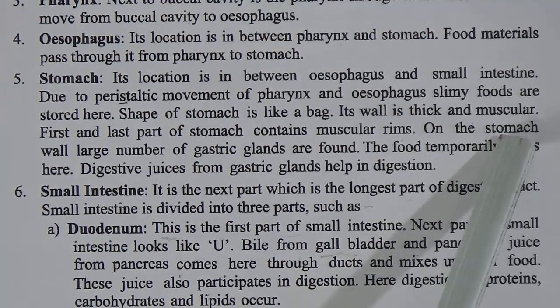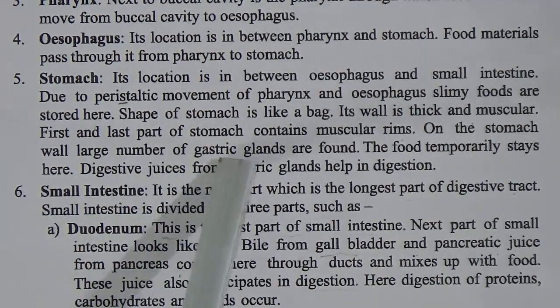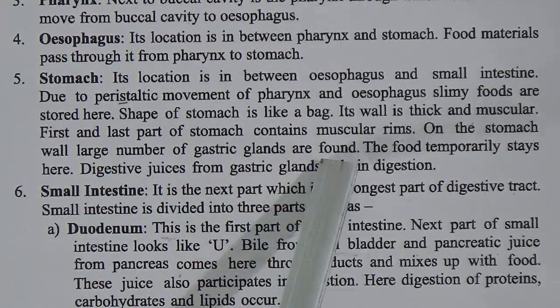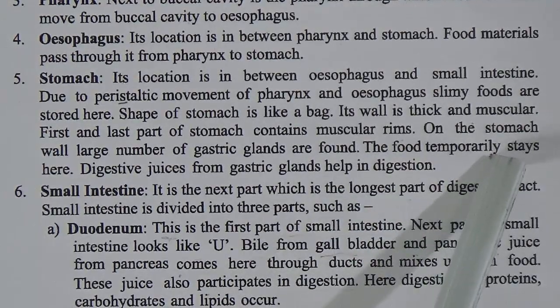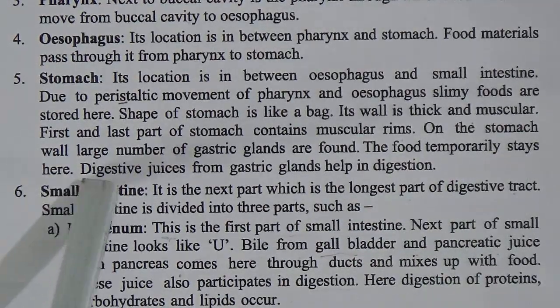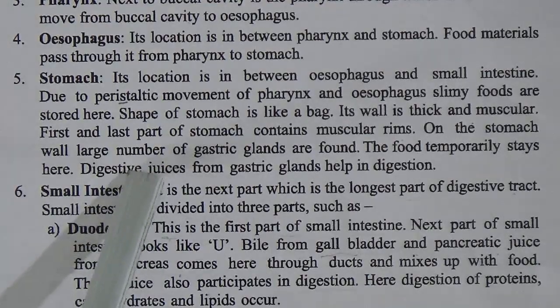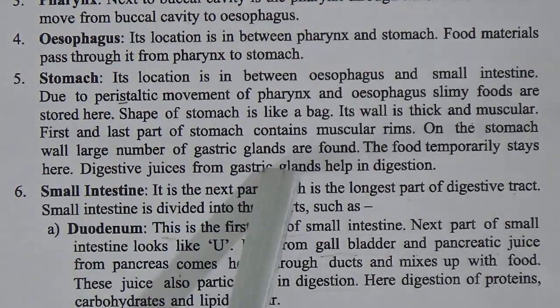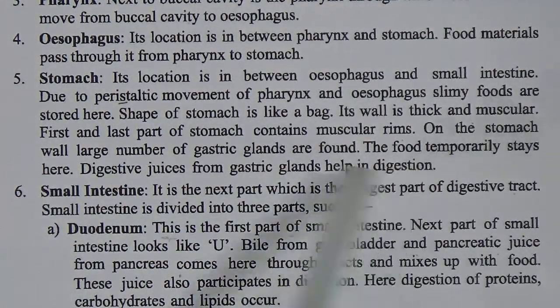On the stomach wall, a large number of gastric glands are found. The food temporarily stays here. Digestive juices from gastric glands help in digestion.